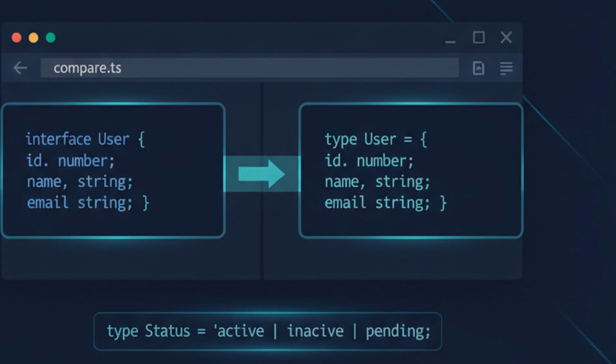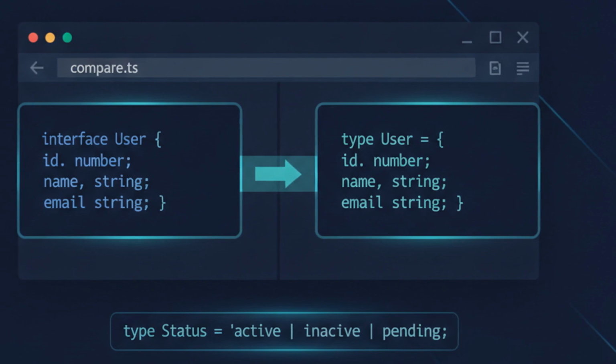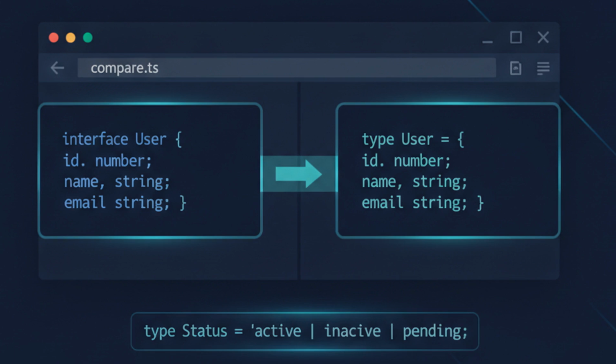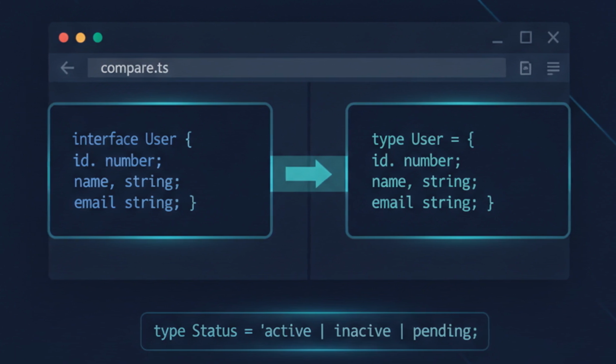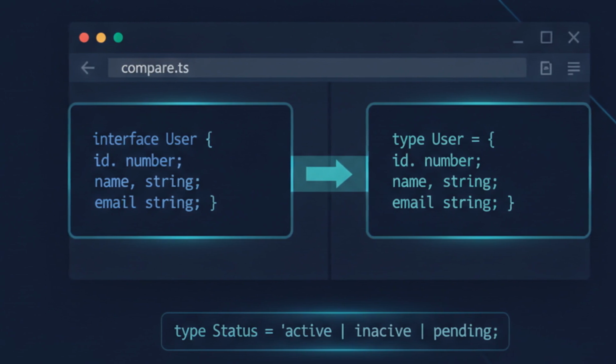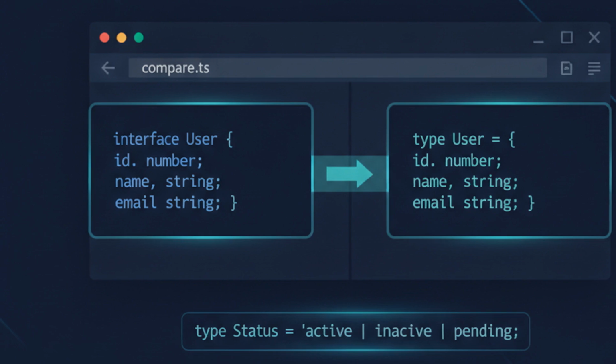You'll often see another way to name shapes, the type alias, using the type keyword and an equal sign. For describing object shapes, interfaces and type aliases are nearly identical. The rule of thumb? Use interface for object shapes that might be extended and use type for unions, primitives, and more complex combinations. For most everyday objects, either works. Just stay consistent across your team.